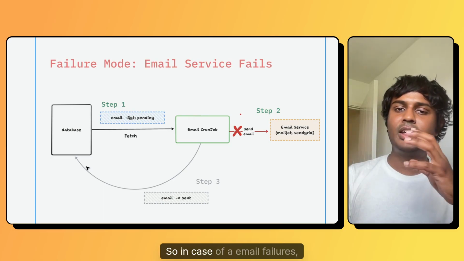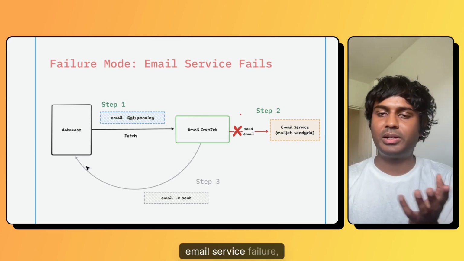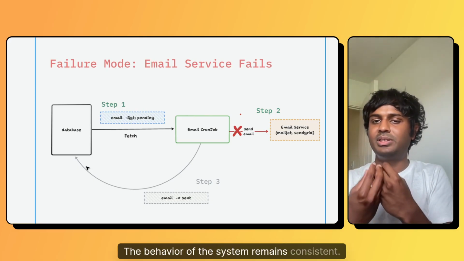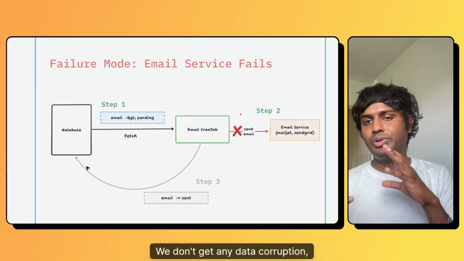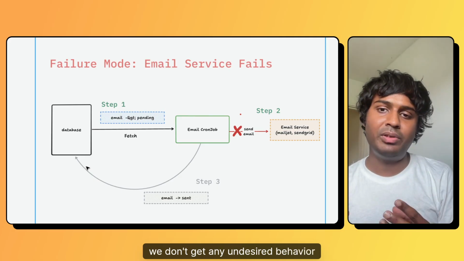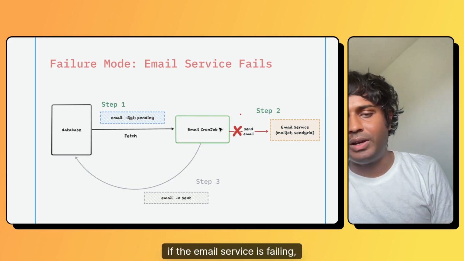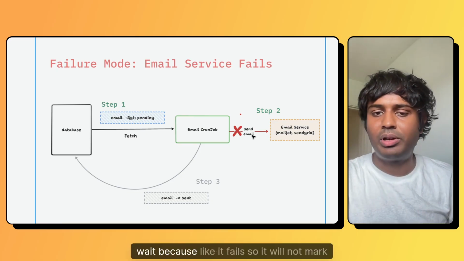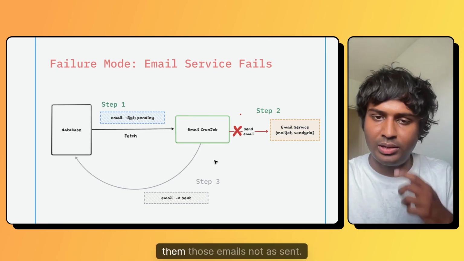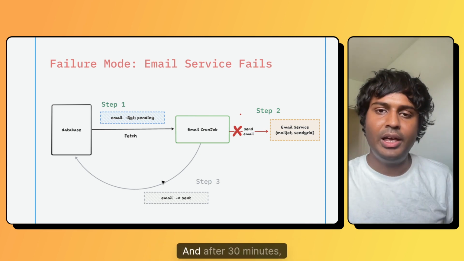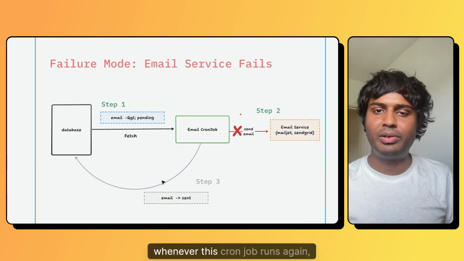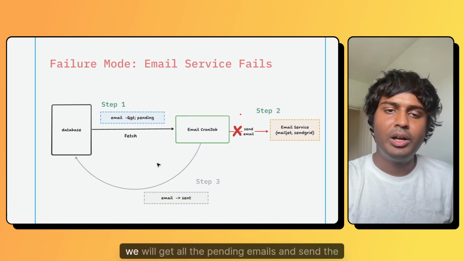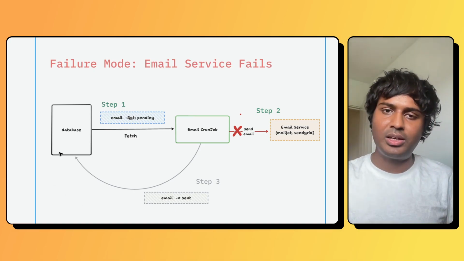So in case of an email service failure, the behavior of our system remains consistent. We don't get any data corruption. We don't get any undesired behavior. If the email service is failing, the cron job will just wait, because it failed, so it will not mark those emails as sent. And after 30 minutes, after 1 hour, whenever this cron job runs again, hopefully by that time the email service has recovered, we will get all the pending emails and send the emails to them.